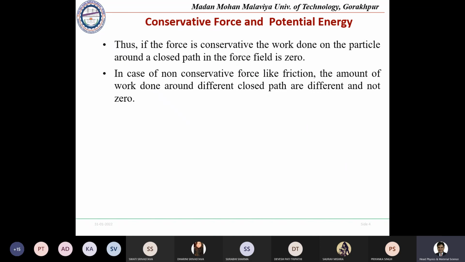In case of non-conservative force like friction, the amount of work done around different closed paths is different, and that is not 0. That is due to friction or any other type of hurdles. We may have the situation that the same amount of work is not there at the different paths, and in the closed path of the different situation, the work is not 0 there.